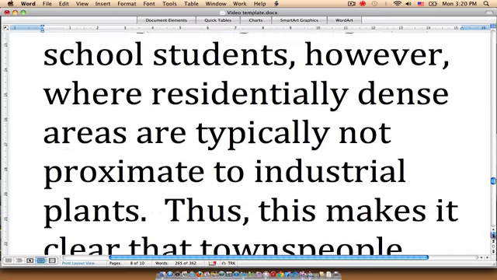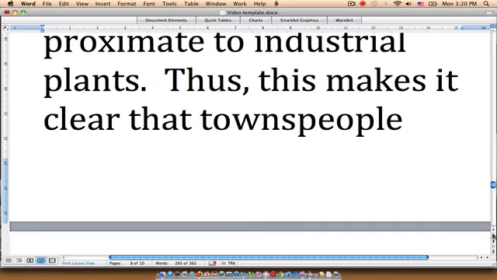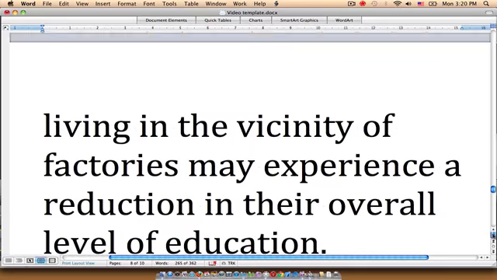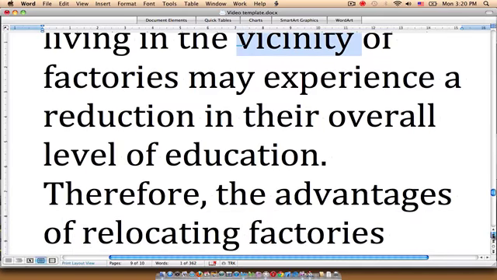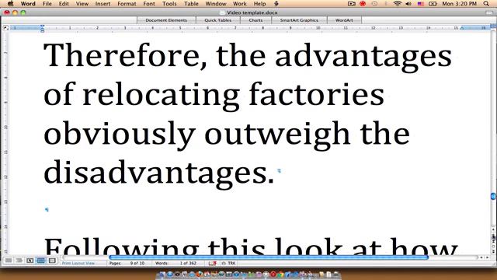So not seen. Thus, this makes it clear that townspeople living in the vicinity of factories may experience a reduction in their overall level of education. So vicinity, this just means in the same area or close to. So people living in the vicinity of factories may experience a reduction in their overall level of education. Therefore, the advantages of relocating factories obviously outweigh the disadvantages.